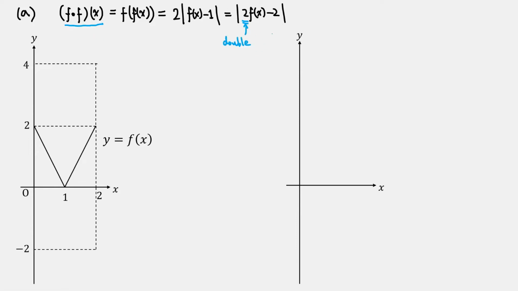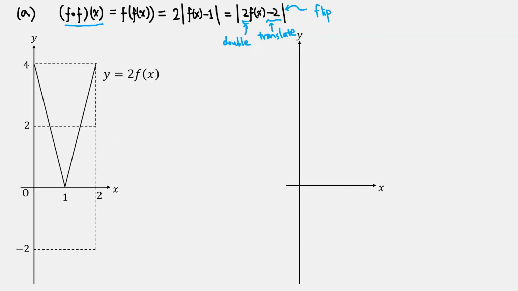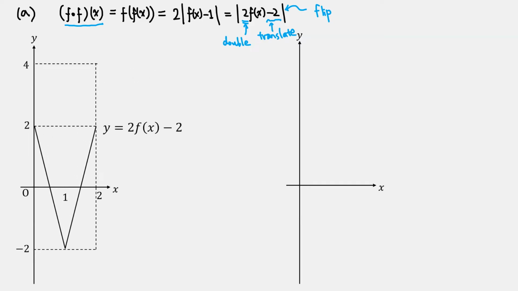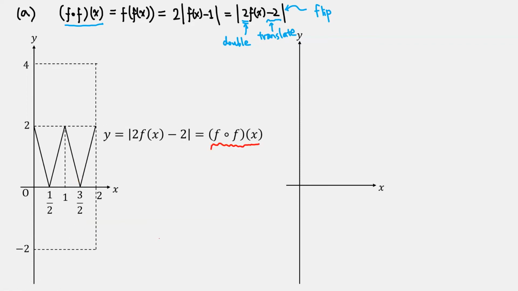First, double the y values of y = f(x), then translate minus 2 units along the y direction, and then we have this absolute value. So we flip the negative parts below the x-axis to the positive side. So let us follow these steps again, one by one. Right, so first, double the values of y = f(x), then translate minus 2 units along the y-axis direction. And then for this negative part, we flip the graph over the x-axis. So we have this graph. And this is the graph of y = f(f(x)).